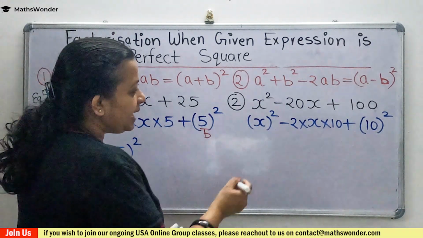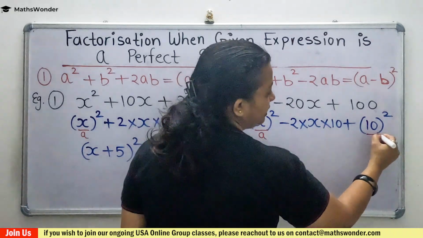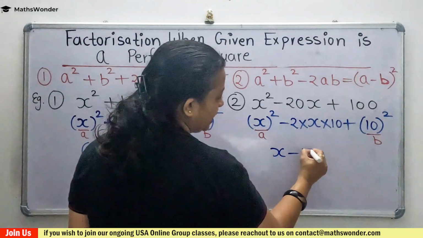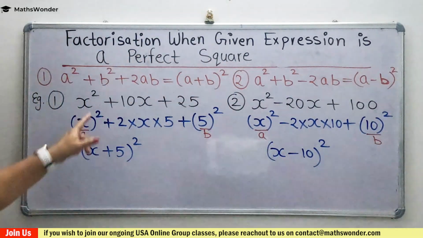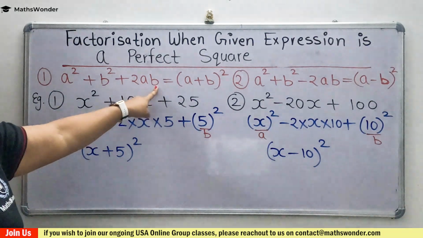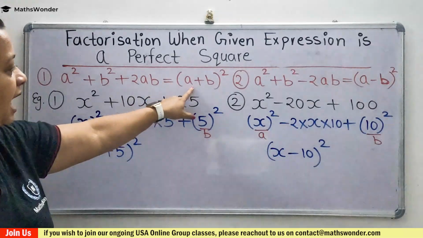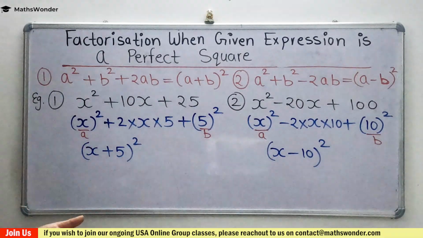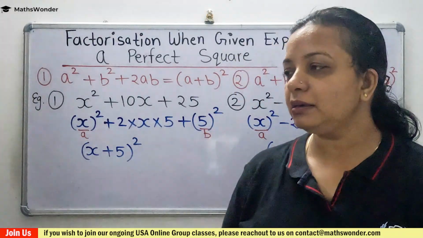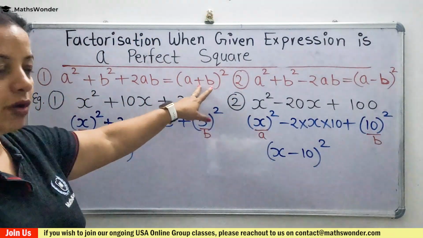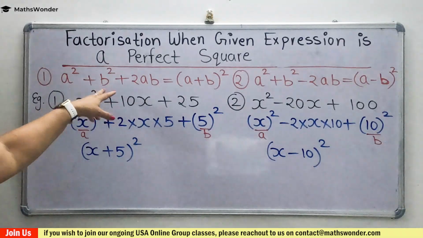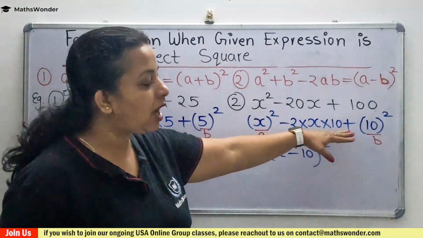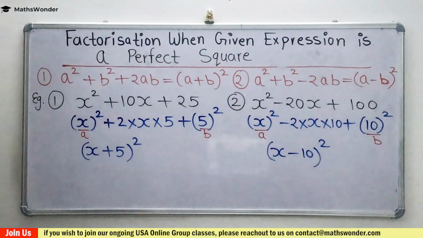Now here the same process. x acts like a and 10 is b. So how can you write it in the identity form? (x minus 10) whole square. See, the question is given in this form, and we have converted it into this form. Pay attention, boys. So we are doing the reverse process. In the identity topic, we were given the question in this form and you did it that way. Now factorization is the reverse. The question is given in this form, you break it down and then convert it into this form. Understood? Yes.